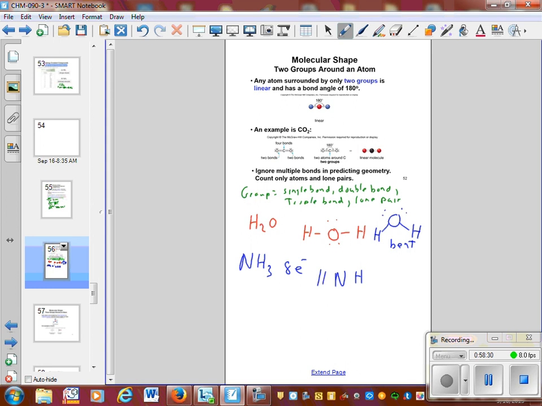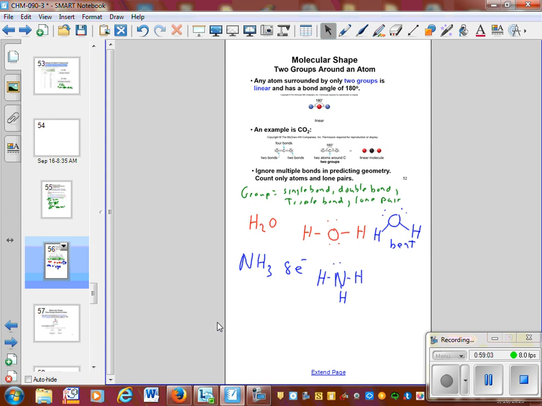How many groups are on the nitrogen? 4 groups: 3 single bonds and a lone pair. So the electrons are going to arrange themselves as a tetrahedral, but only 3 of them are going to have hydrogen atoms. Okay? So now it looks like this. We don't see the top part.